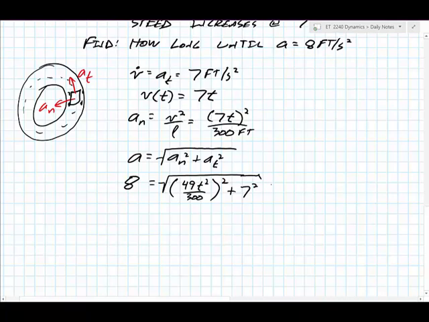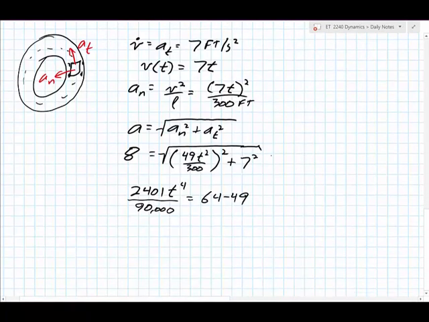From that, just doing some math. I don't know how to simplify it too much. Looks like I'm just going to follow my notes. I have 2401 t to the 4th over 90,000 is equal to 64 minus 49. And solving for t, I end up with t equals 4.87 seconds.